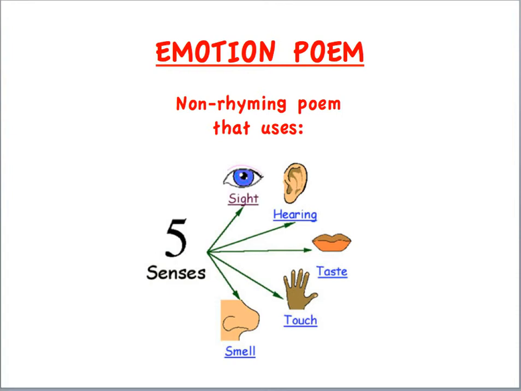The other poem we're going to work on is an emotion poem, and that is a non-rhyming poem that uses sight, hearing, taste, touch, and smell, all your 5 senses, to describe a particular emotion. But today, what I'm going to work with you on is an acrostic.